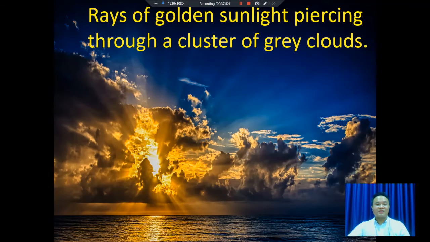Next, ray of golden sunlight. If you look at this picture, this sentence describes it perfectly. A ray of golden sunlight piercing through a cluster of gray clouds. When you write in this manner, you give your reader some sort of imagination, a picture, to imagine how this sunlight looks like, piercing through a cluster of gray clouds. So this is a very beautiful way to write your narrative essay. Next one.